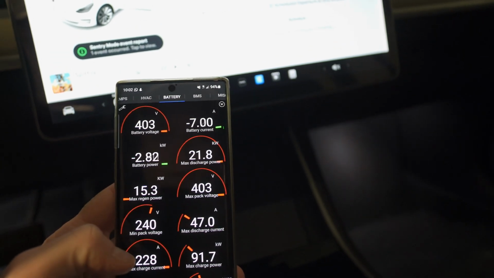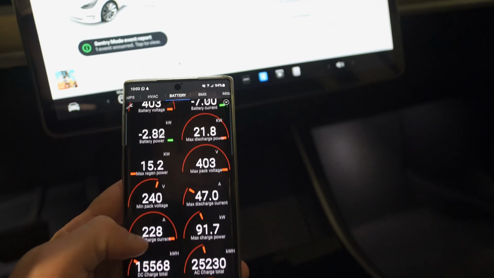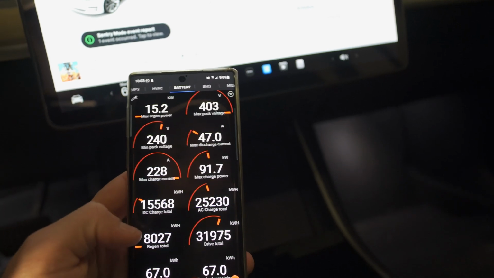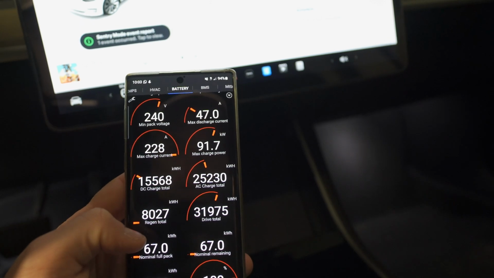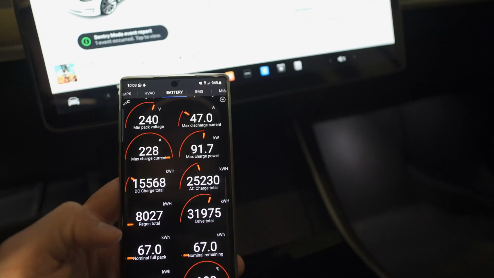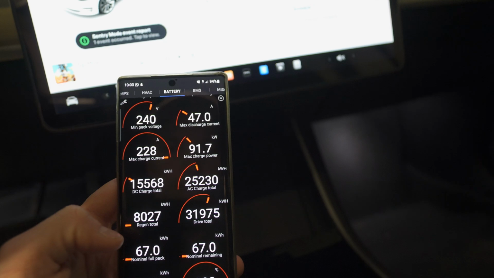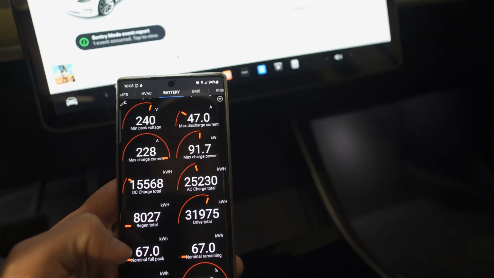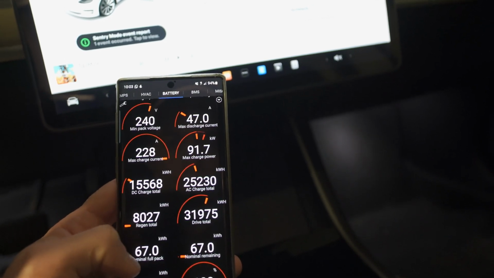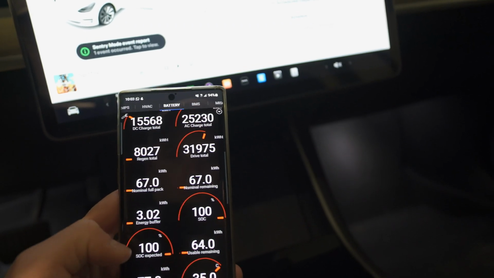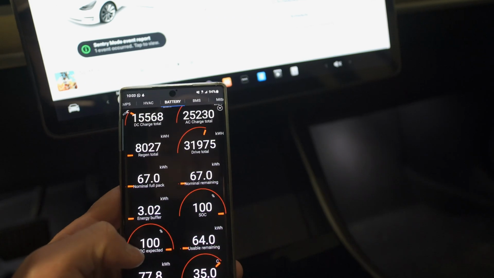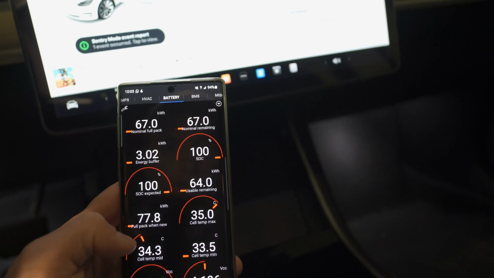Battery voltage, 403 volts. Let's see here. DC charge total 15,568 kilowatt hours, AC charge total 25,230 kilowatt hours. So this car's been AC charged about 2/3 of the time, and DC charged, that's fast charging, about 1/3 of the time. Nominal full pack, it says, is 67 kilowatt hours. Energy buffer, 3 kilowatt hours.